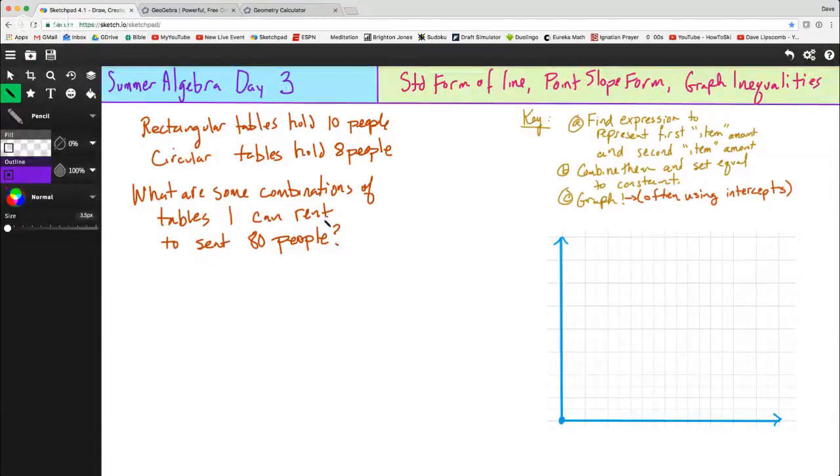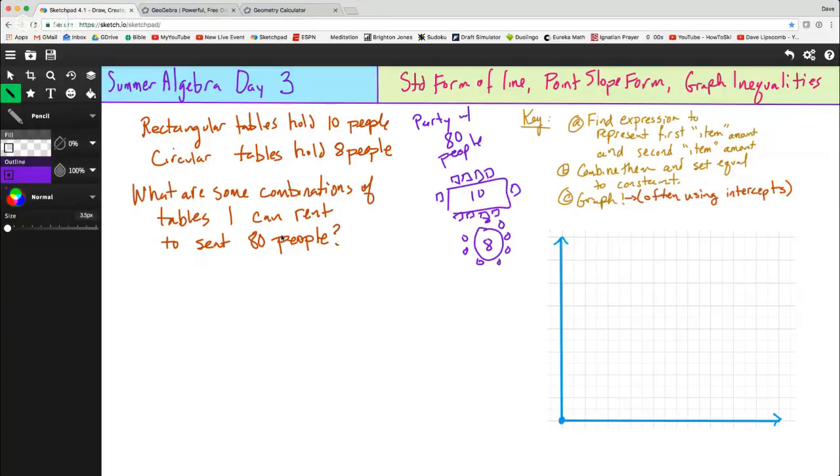All right, so now I have rectangular tables hold 10 people and circular tables hold 8 people. So I'm having a party with 80 people. And I need to seat them all. And I can rent rectangular tables, which hold 10 people, and circular tables, which hold 8 people. I can have 10 people at these rectangular ones because I can put people on the end like this. So 10 at the rectangles and 8 at the circulars. So what are some combinations of tables I can rent? So let's figure this out.